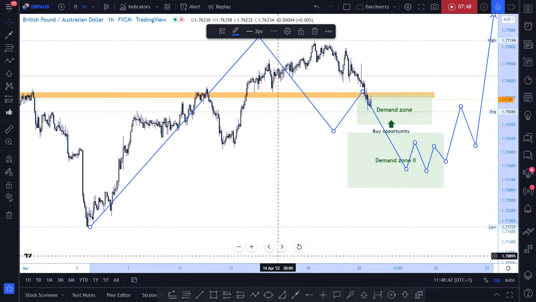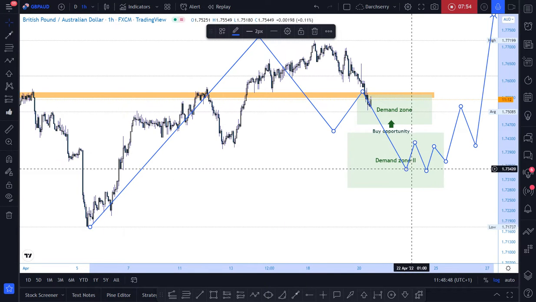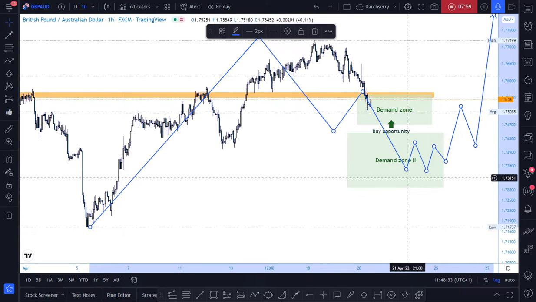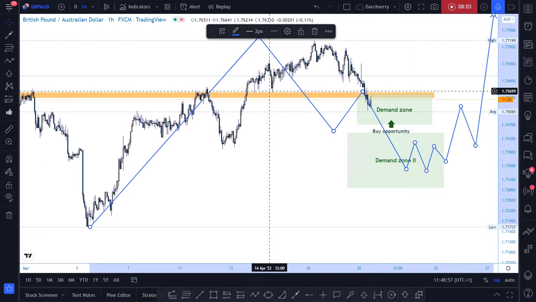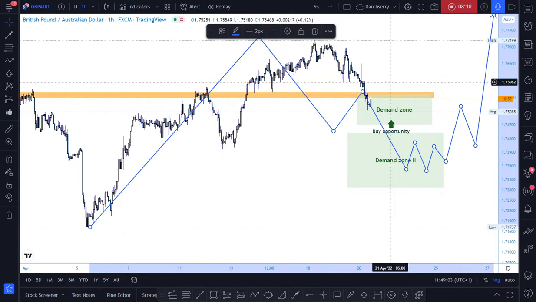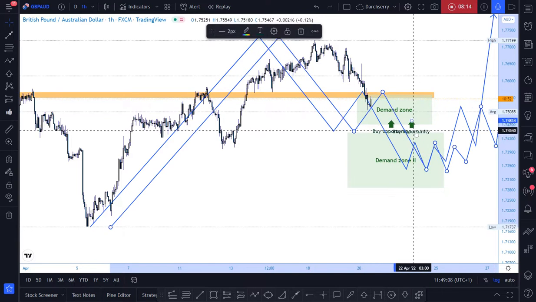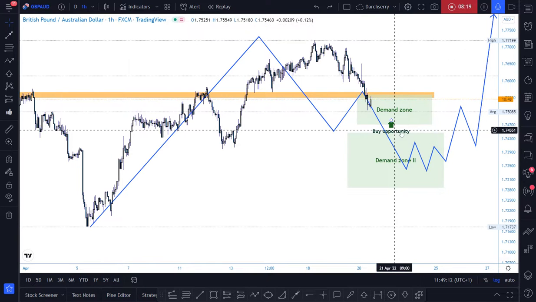So what I've said so far is if we have a breakdown of the first demand zone, then we are looking for reversal structure within the second demand zone, which is between 1.743 and 1.728. And our key level at 1.75600 still stands as a confirmation of an uptrend continuation, as anywhere above this level is also a very valid sign that price is going to the upside.